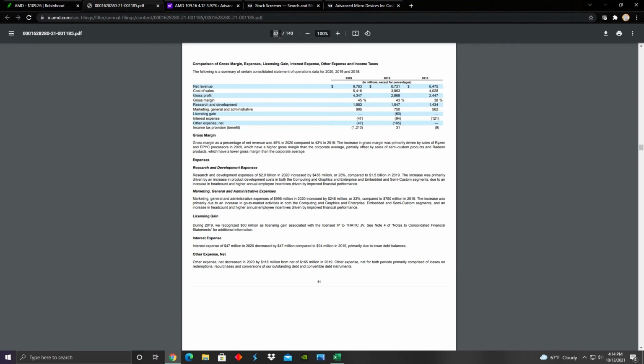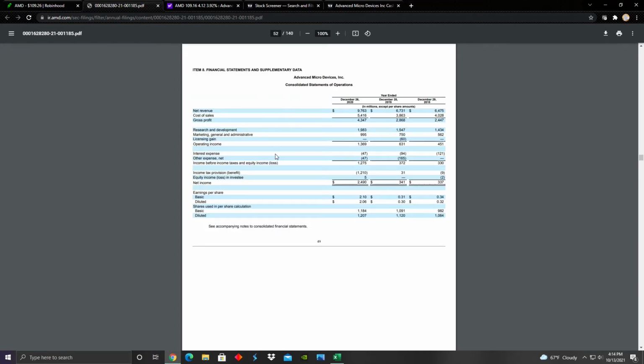Next thing that I want to look at is page 52. We can see right here, this is the start of their financial statements and supplementary data. This is their income statement. We can see net revenue, gross profit, how much they spent on research and development, which is $1.9 billion. That's a pretty substantial amount of their gross profit. And their net income was $2.4 billion. So pretty decent profit margins. That's about 20 to 25%, just around there. And their earnings per share was $2.10, and then diluted earnings per share was $2.06, taking into account options and derivatives and things like that.